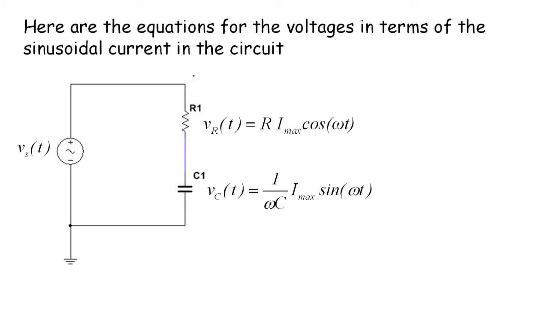So here's our situation. We've got an AC voltage source, and we derived that the voltage across the resistor is going to be the resistance times this I max cosine omega t. That was just our current there.